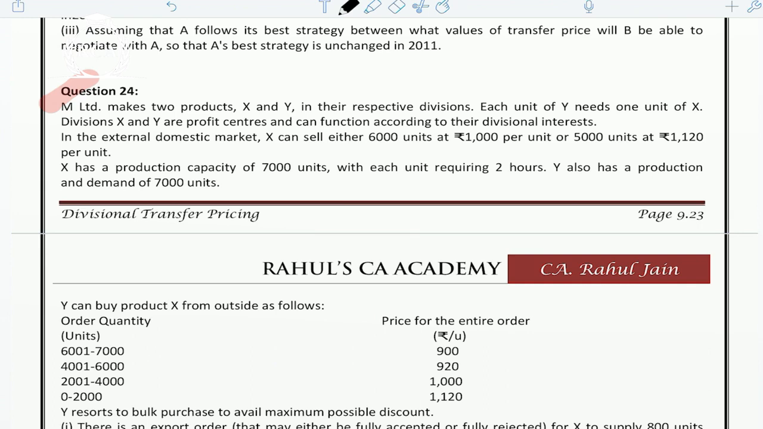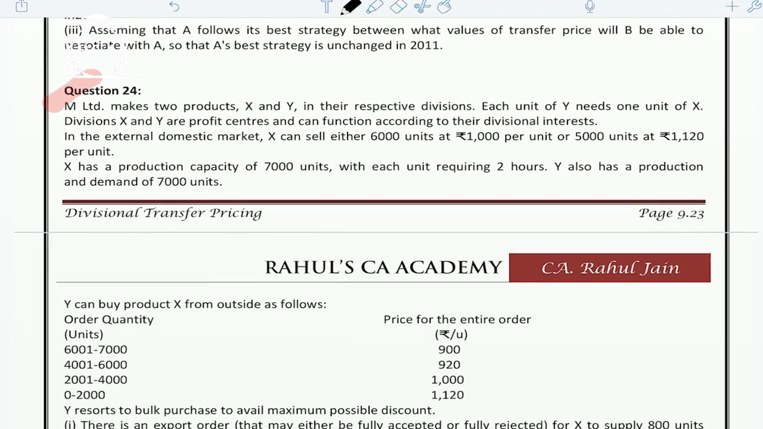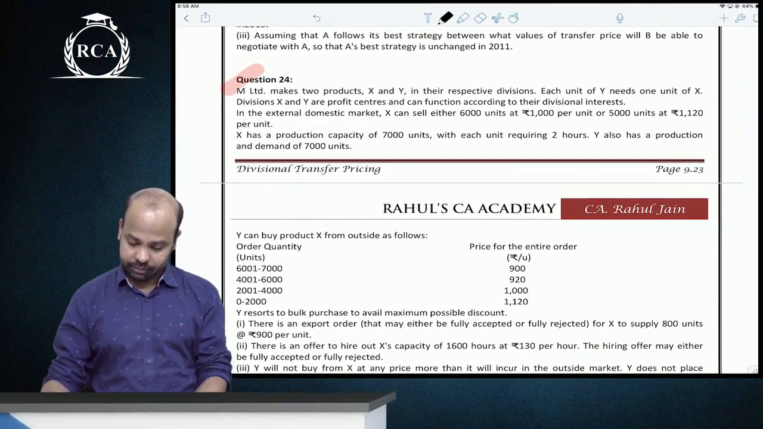I hope you're all done with this. Did you all read the question? Did you all understand the question? I'll wait for a minute more. You'll have to understand it properly. Okay guys, I'm assuming that you have read the question.